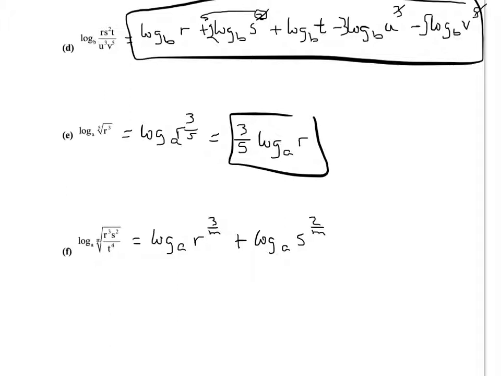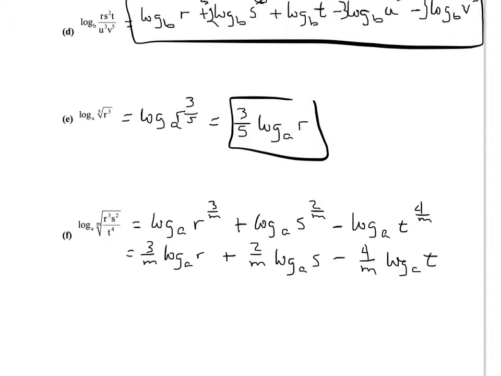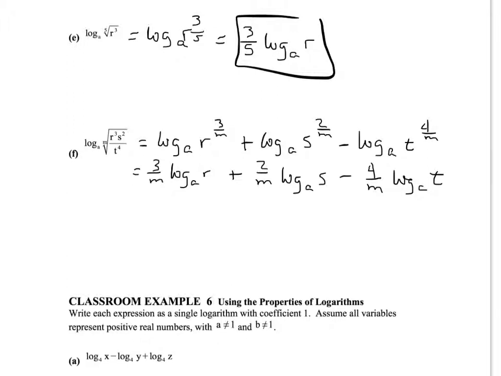Now I'm ready to move to the denominator. So before I write this term down, I need to put a minus sign. And I would have log base a of t to the 4 over m power. And now that I've done that, I just simply need to pull those exponents down in front of the logarithms. And that will give me 3 over m log base a of r plus 2 over m log base a of s minus 4 over m log base a of t.